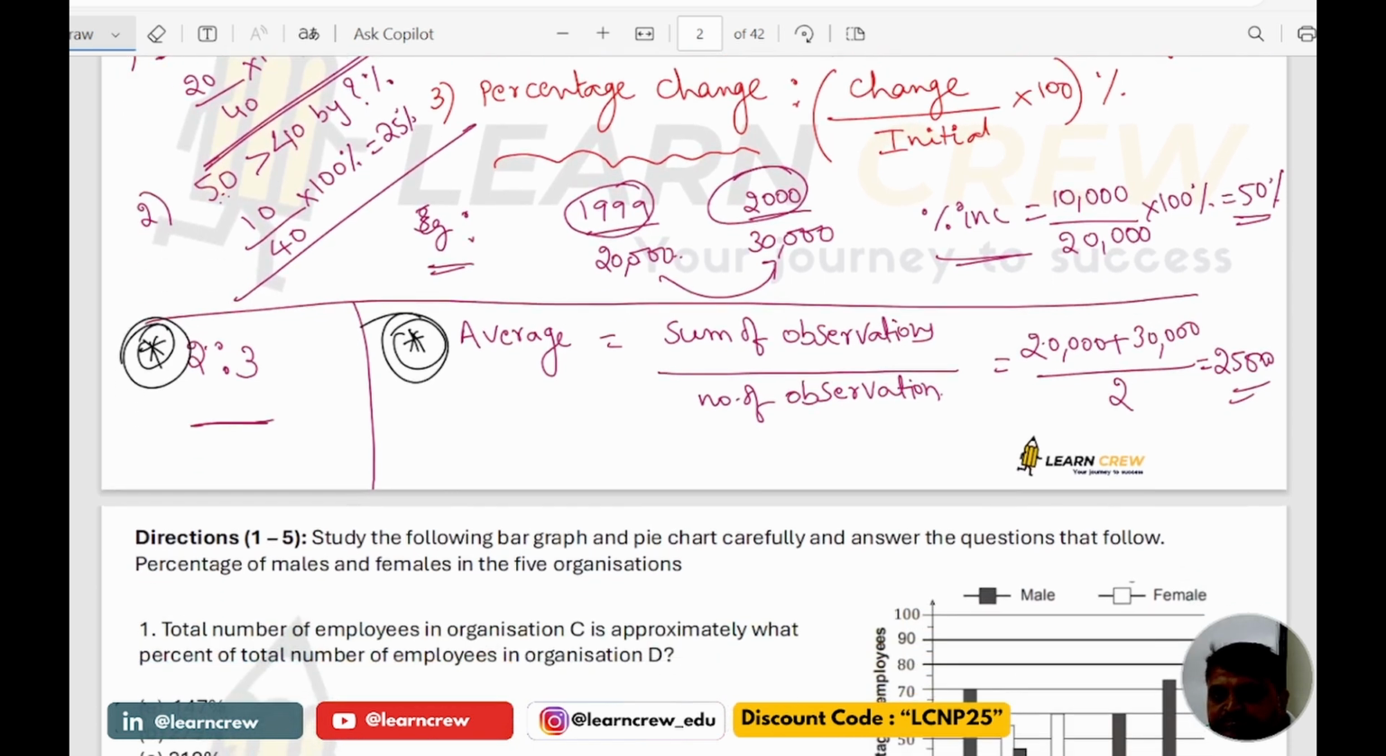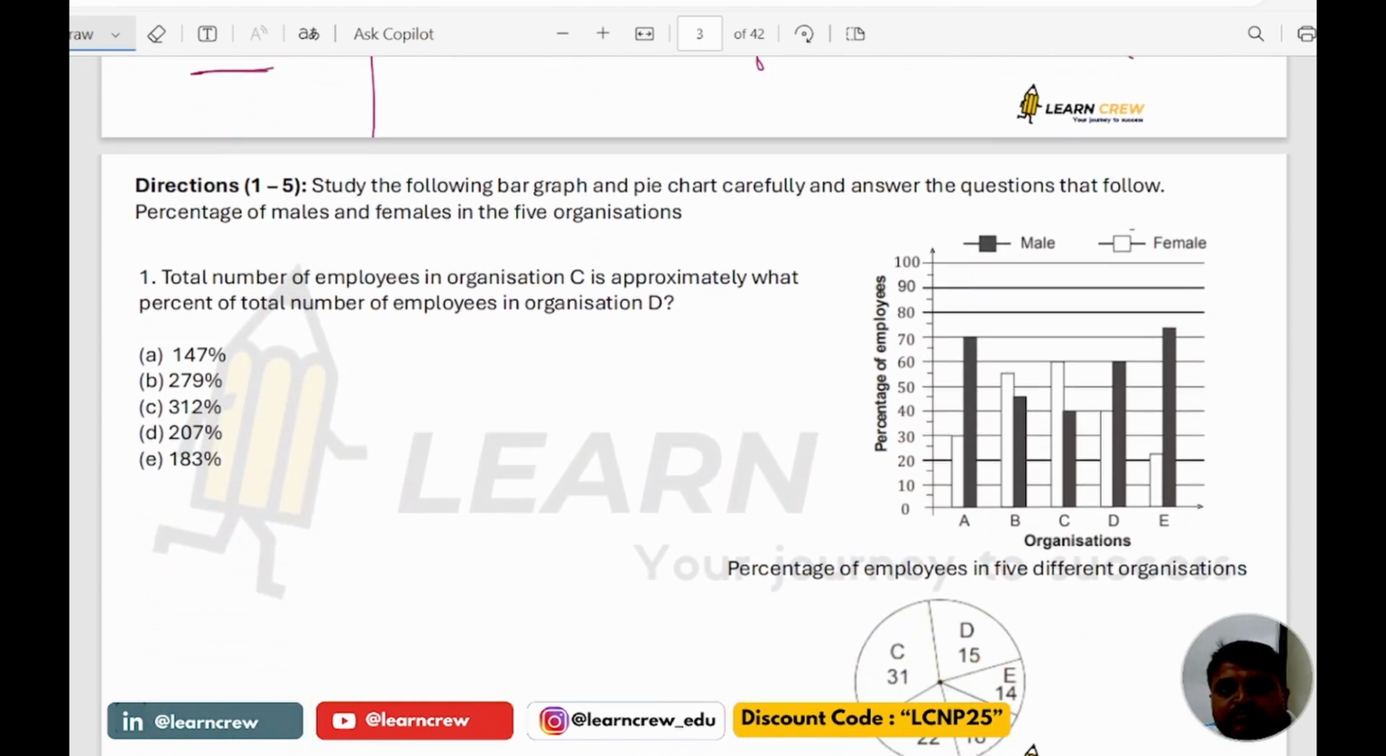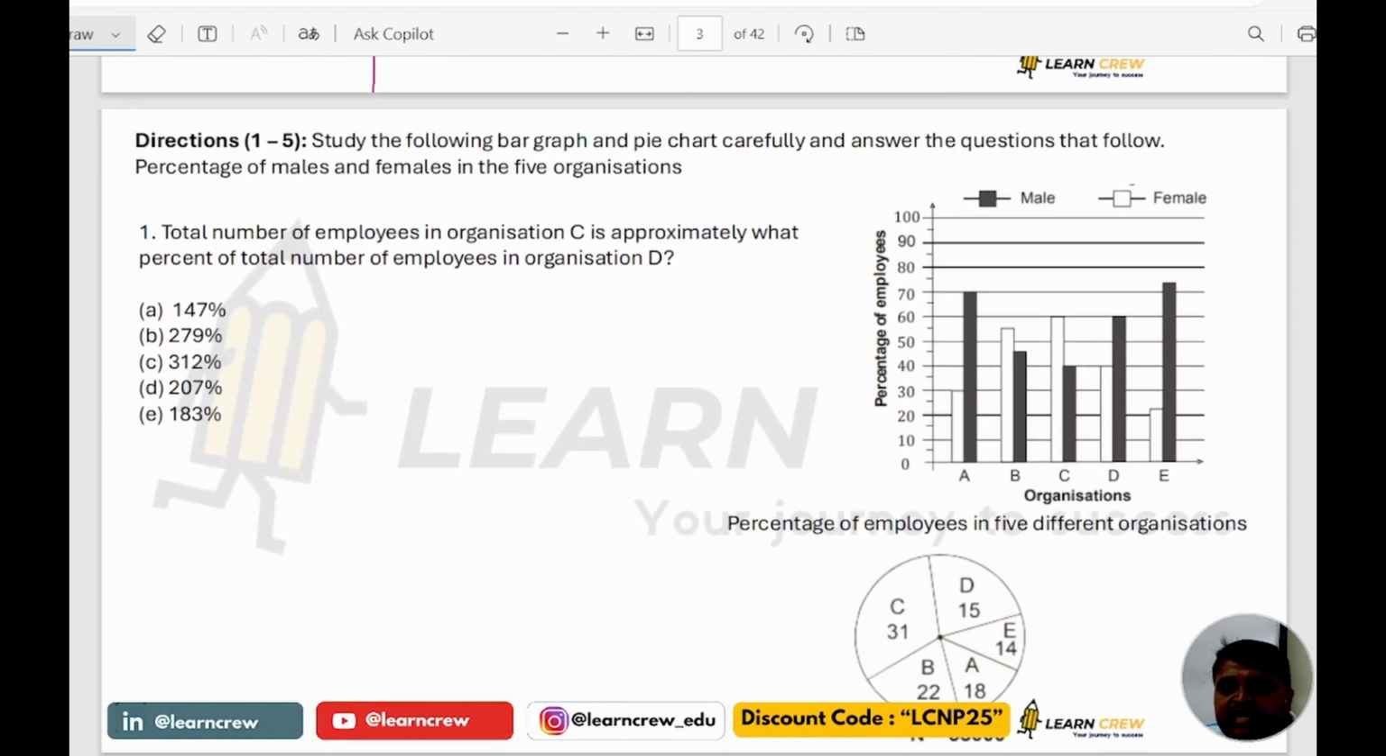So see, here we have different kinds of charts: bar diagrams, pie charts and tables, as well as line graphs. Different kinds of graphical representations are there to represent the data. So we will get some data in the form of any kind of chart, and we have to do the interpretation from that.